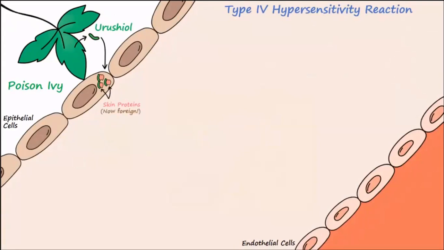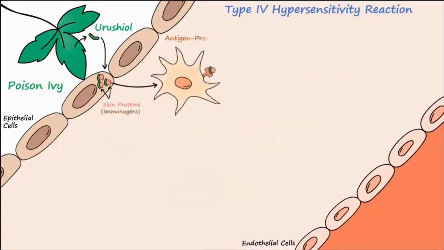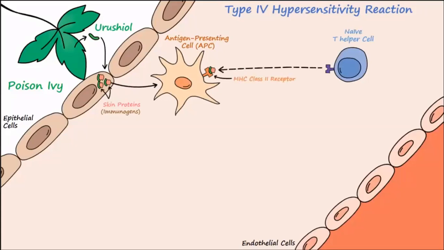These immunogens are recognized and processed by an antigen-presenting cell, or APC, and presented to a naive T helper cell. The APC will present a portion of the protein using an MHC class II receptor, which T helper cells are able to recognize and bind to.